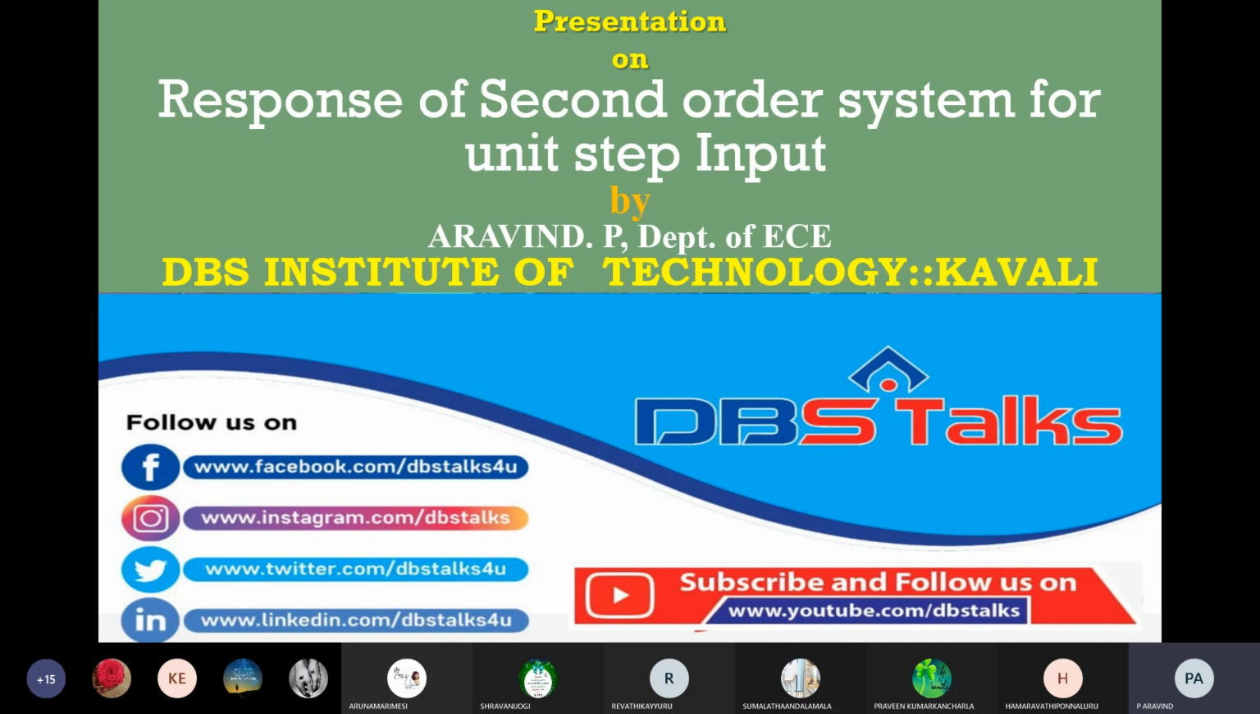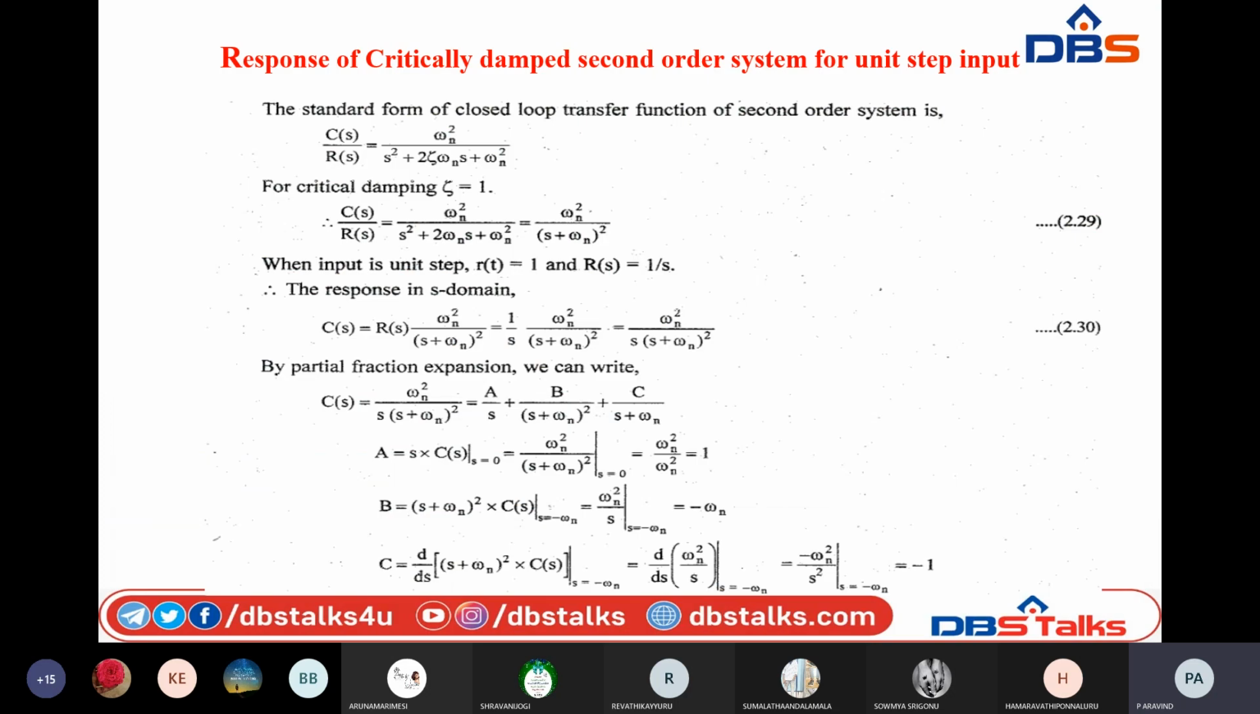In this session, we are going to discuss the response of second order system for unit step input. In the last class, we have seen the response of underdamped second order system for unit step input, as well as the response of undamped second order system for unit step input. Now we are going to discuss the response of critically damped second order system for unit step input.